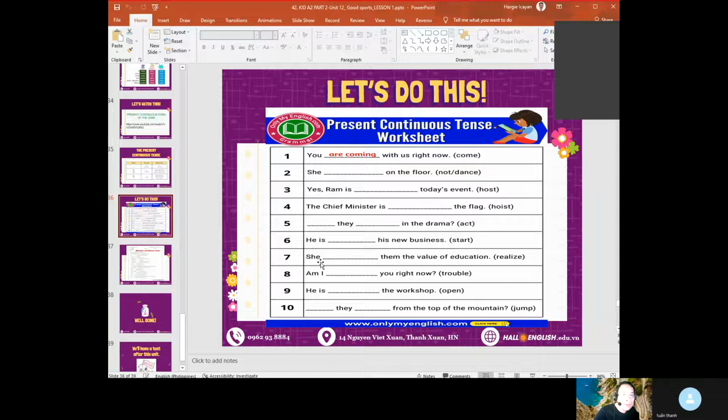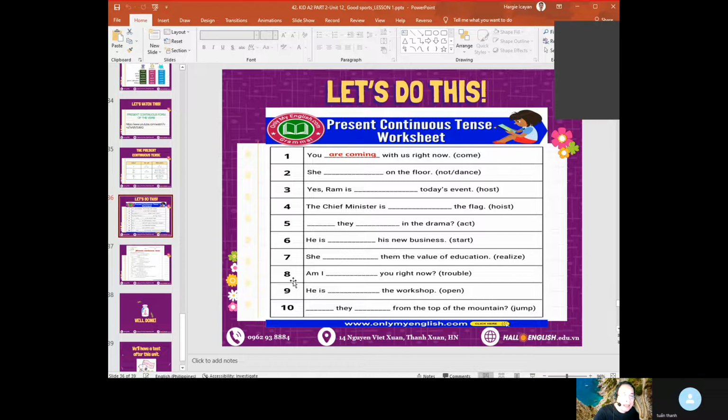Number 7, V. She is releasing. Okay, realizing. Realizing. Okay, again, one more time. Realizing. Very good. So she is realizing the value of education.